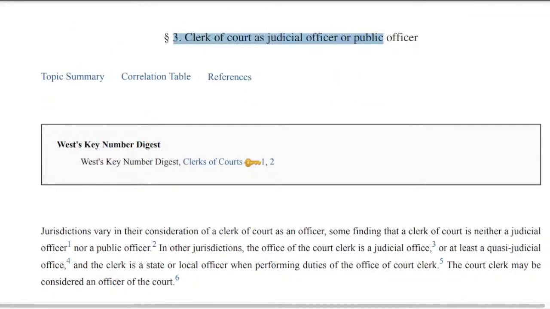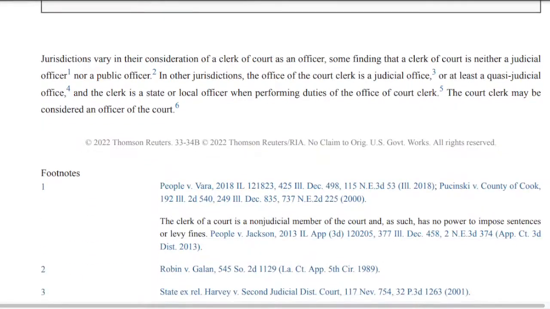Clerk of court as a judicial officer or public officer. Jurisdictions vary in their consideration of a clerk of court as an officer, some finding that a clerk of court is neither a judicial officer nor a public officer. In other jurisdictions, the office of the clerk is a judicial office, or at least a quasi-judicial office. And the clerk is a state or local officer when performing duties of the office of court clerk. Court clerk may be considered an officer of the court. Boy, we got a lot of footnotes in that short little paragraph.